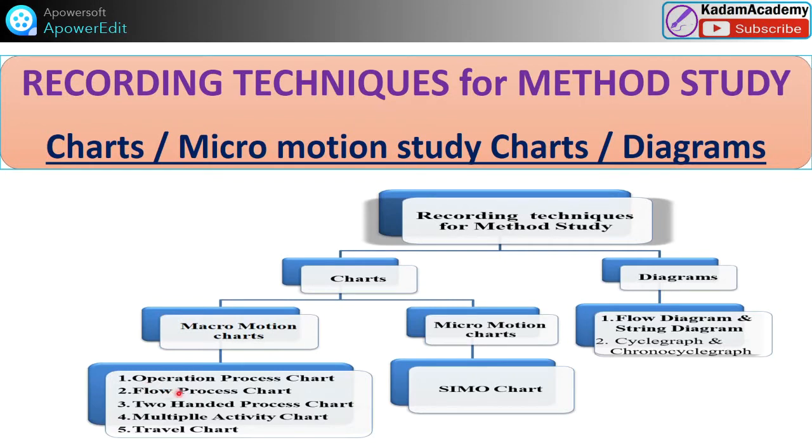Second is the flow process chart. And the third video is on the two-hand process chart, multiple activity chart and travel chart. These three are combined in one video, so these are the 5 different charts across 3 videos. So friends, watch the videos.